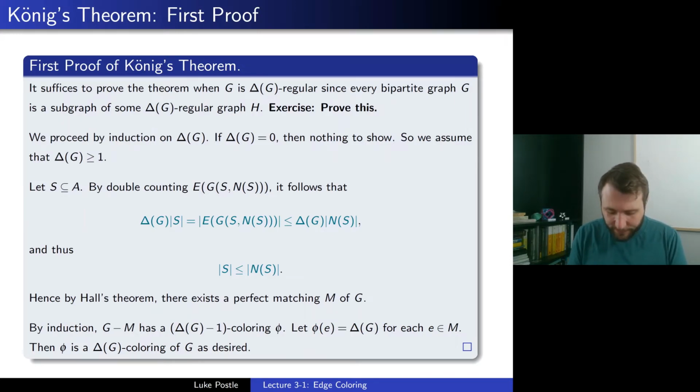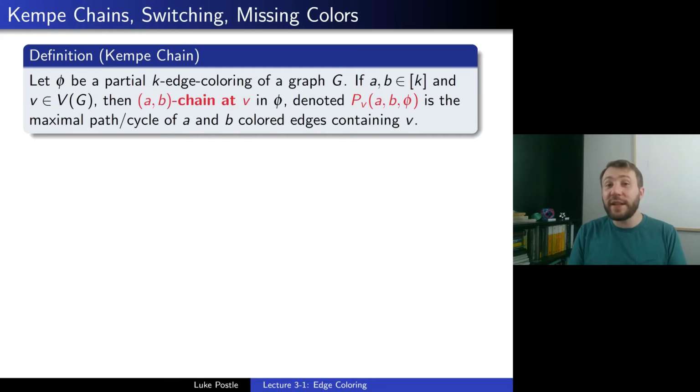So very nice. But today I wanted to do a second different proof of Konig's theorem that uses the ideas we'll need for the proof of Vizing's theorem. And it goes like this. So first let me introduce a Kempe chain. A Kempe chain is, I'm given a partial k edge coloring of a graph G. So here I'm going to use partial, meaning not all the edges have to be colored. That'll be useful for the proof here and for Vizing's, as you'll see in a bit.